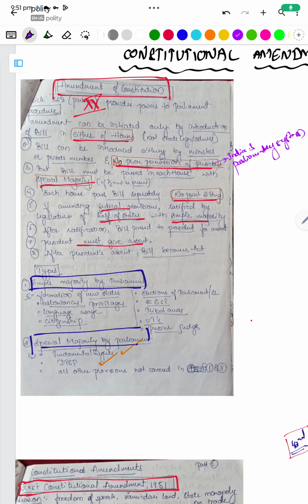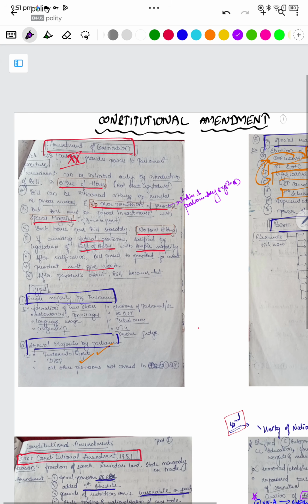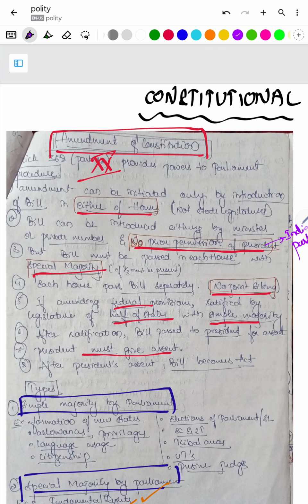Hello everyone. In today's topic, let's discuss constitutional amendments and the different constitutional amendments. I'm just walking through my revision of constitutional amendments and recording this video. You guys can also refer to this.